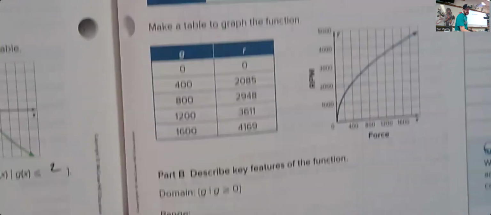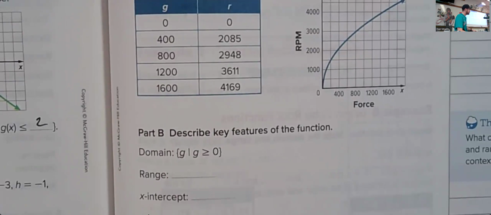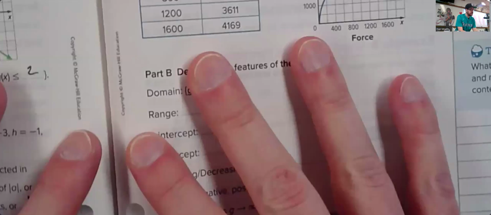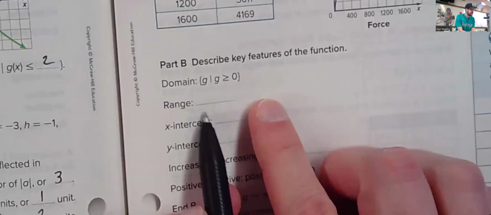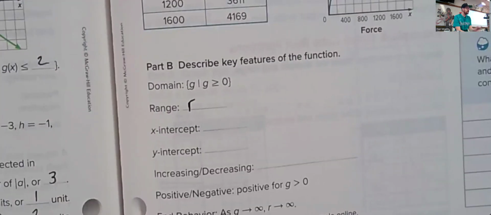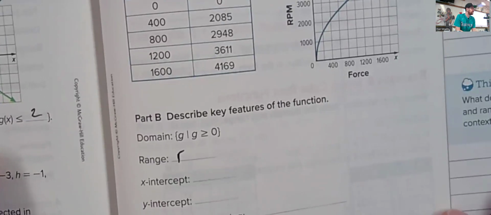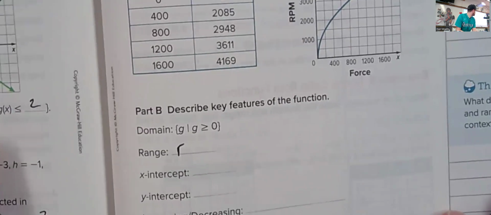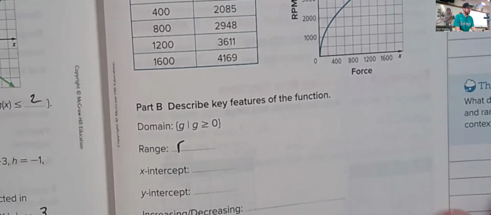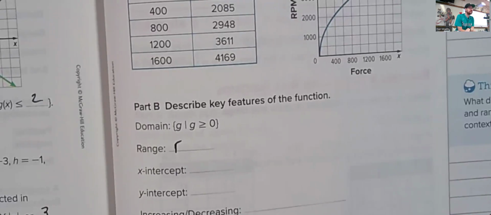So let's take a look here. Our domain: our values of G are greater than or equal to 0. The range is going to do with R. We don't have to write this in set notation like this. We can just write the inequality. So the range values are R. What are all the values of R in this particular function? What are the parameters for our range? Greater than or equal to 0, yeah.